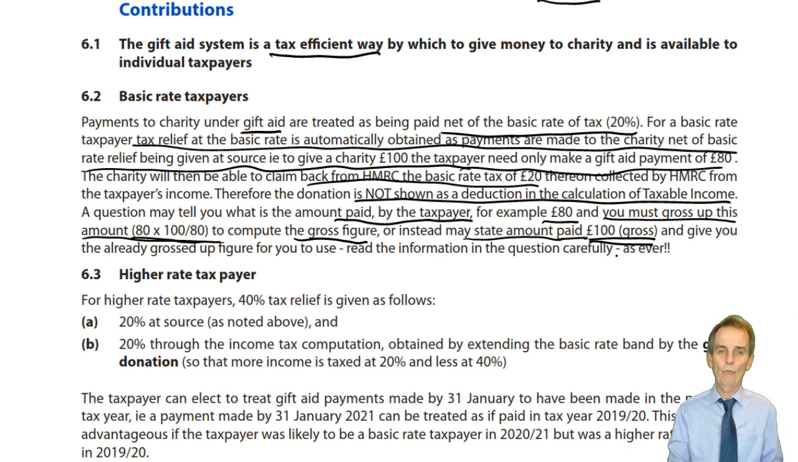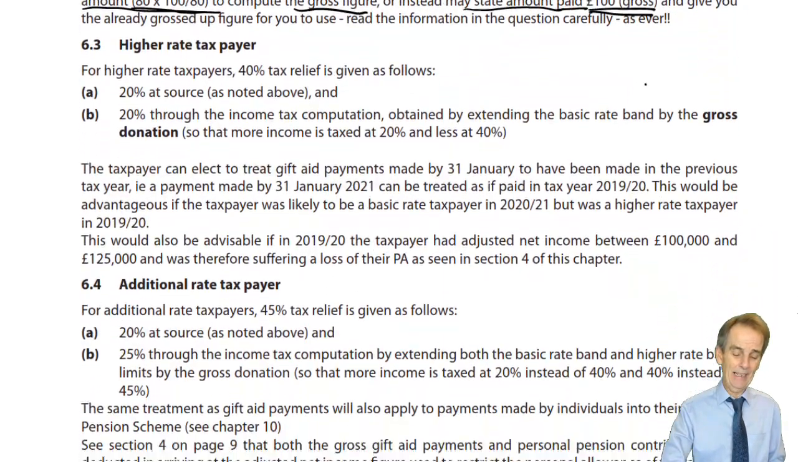So again, as ever, read the information carefully. But if you are only a basic rate taxpayer, it doesn't have any impact at all in relation to your income tax computation. It's ignored on the face of the computation. The system has worked without any involvement of any amendment, any adjustment to the income tax computation. You paid your £80 to the charity, it gets the other 20 off HMRC. That was your tax you paid to them. They end up with £100. The system has worked.